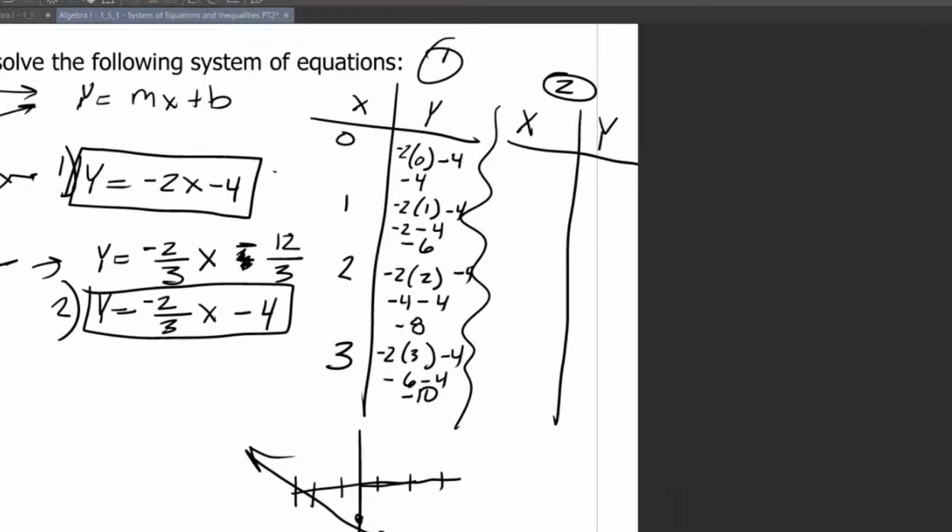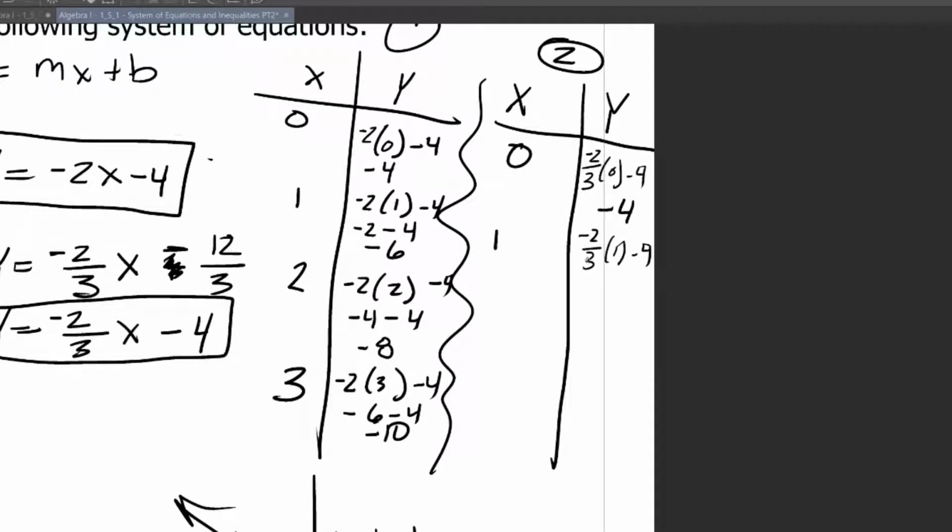Okay, let's try the second one. X equals 0, y equals negative 2 over 3 times 0 minus 4, which equals minus 4. X equals 1, negative 2 over 3 times 1 minus 4. So one thing I like to do on these problems is convert everything to fractions, just so it's a bit easier to do the subtraction. So you have minus 2 over 3, and then how do we convert this 4 into something over 3, right?